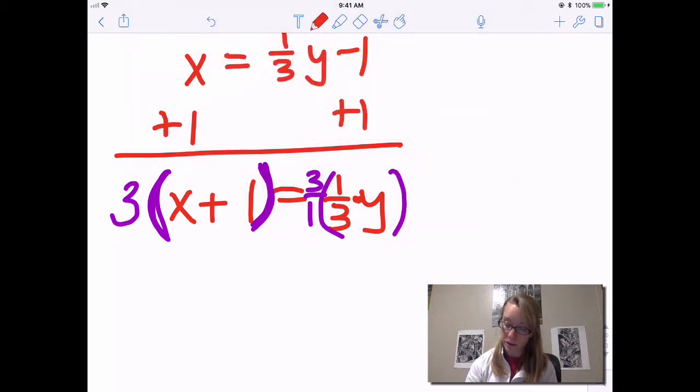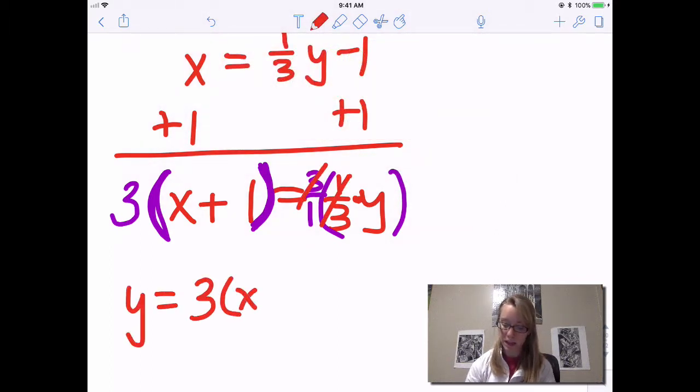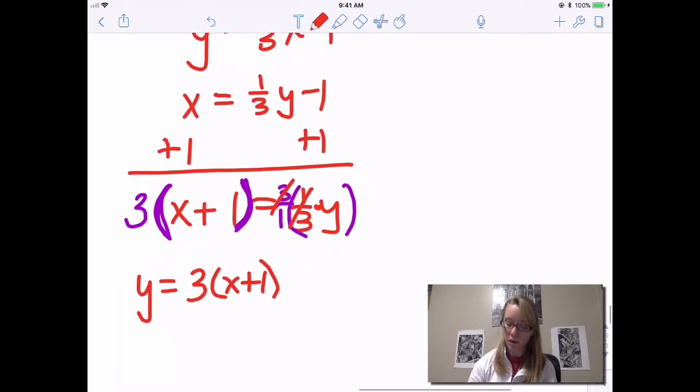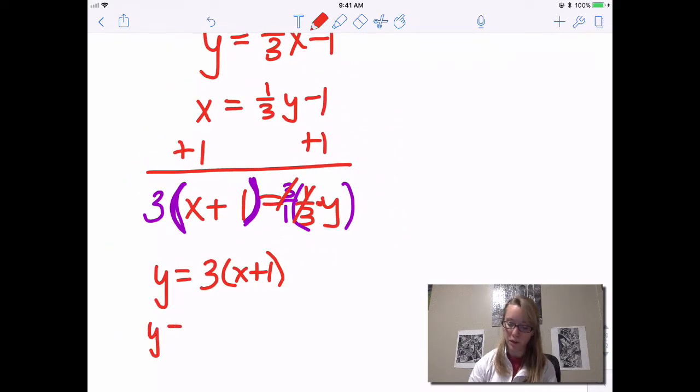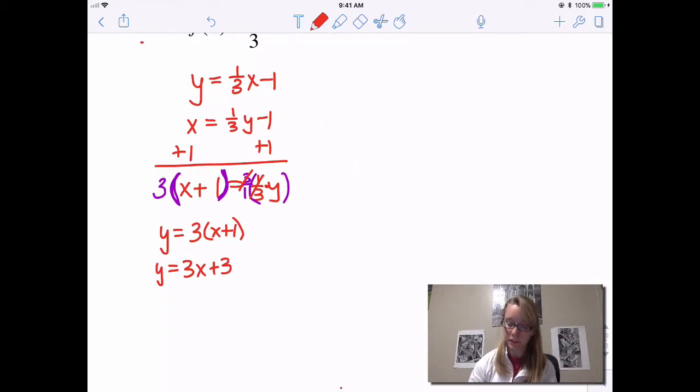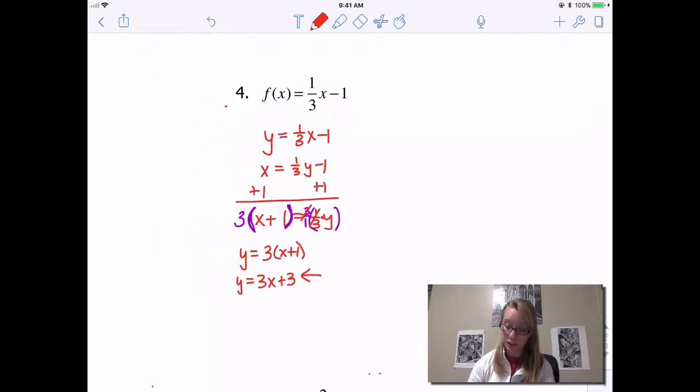So this becomes y equals 3 times x plus 1. Or if I distribute, y equals 3x plus 3. So that's all of the math again. Now I've just got to name it. What did I find? I found the inverse. The original was f, so I'll call this f inverse of x equals 3x plus 3.